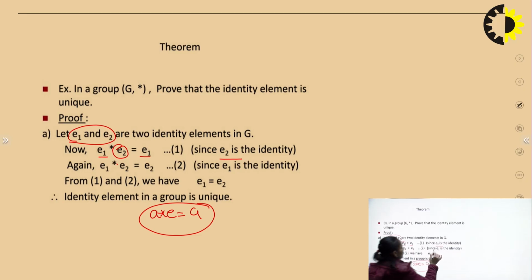And if we are talking about E1 as the identity, then E1 into E2 is equal to E2, because E1 is the identity, so we will get this element. So from equations 1 and 2, we can say that E1 and E2 are not different elements. E1 and E2 are both the same element. So we can say that the identity element, if it exists, is unique.